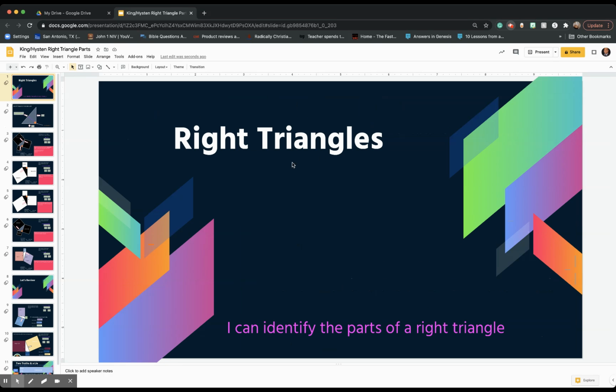Once again, we are learning about right triangles. I can identify the parts of a right triangle.